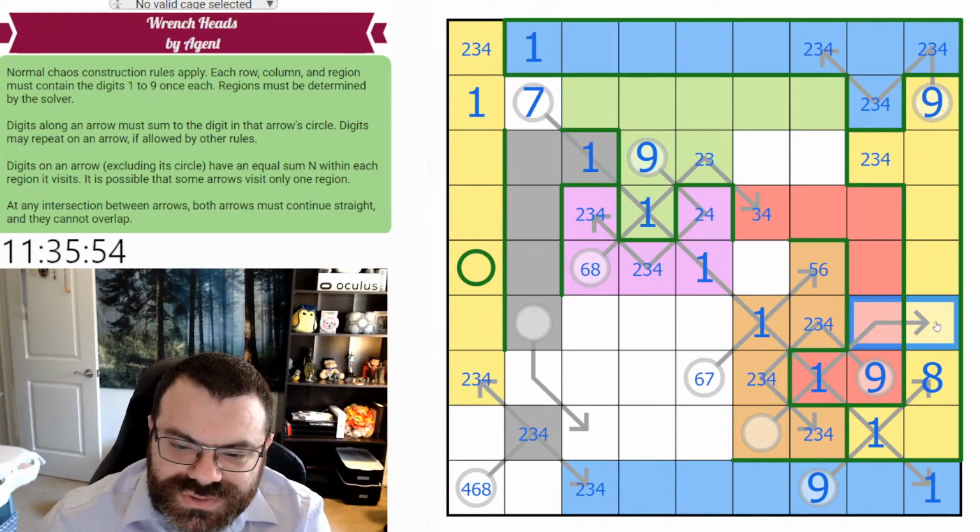Okay, so these 2 are also consecutive. So we could do 2, 3, and that would add to 6. Or we could do 3, 4, and that would add to 8. And that's it for that as well. So that's the 2, 3, 4 in the column. One of these is going to be 3, so that's not 3.